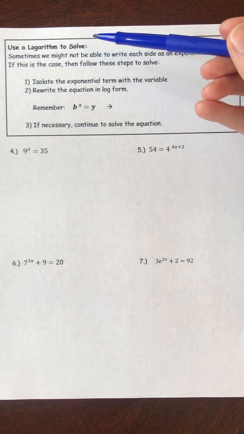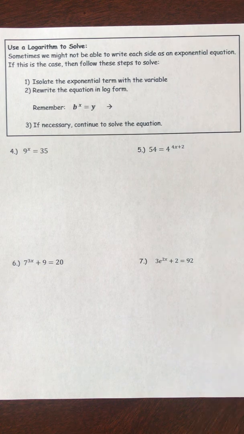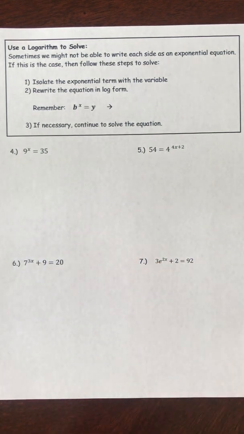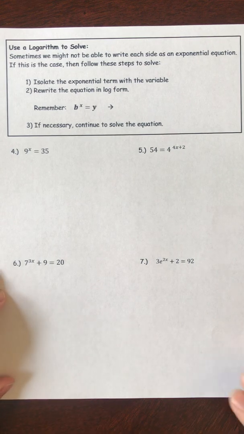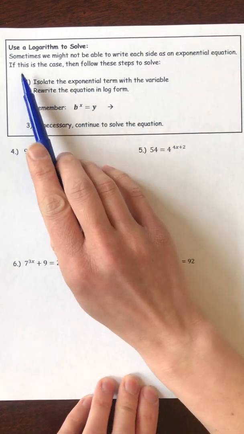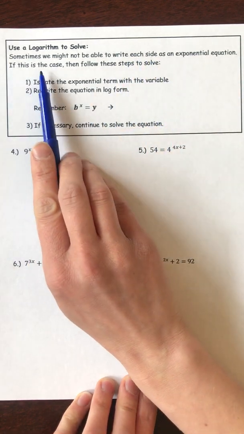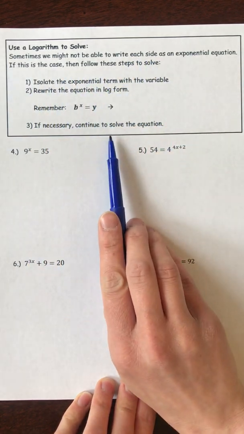So that's when we're going to use a logarithm to solve. So last week I had you just introduced to logs. We kind of talked about how it's another way to rewrite an exponential expression or equation, and we're going to use that today because I can rewrite all of these in log form. That helps get the x out of the exponent, and then we can solve for x. So sometimes we're not able to write each side as an exponential equation. If that's the case, then we're going to follow these steps.